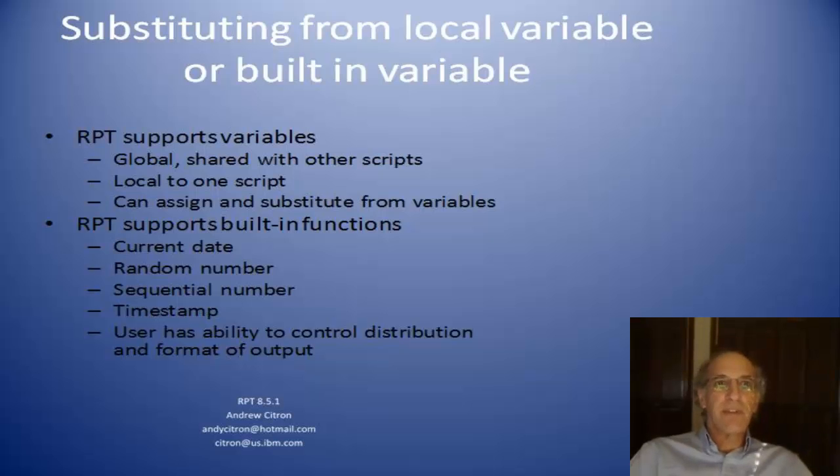Rational Performance Tester script supports script variables and built-in functions, and that's what we'll be talking about today. They can be used for substituting in URLs and other parts of requests. Script variables can be global, which means that they can be shared by a number of different script fragments, or they can be local to a script, which means that only one script sees it. And you can assign a variable, script variable, or you can substitute from variables.